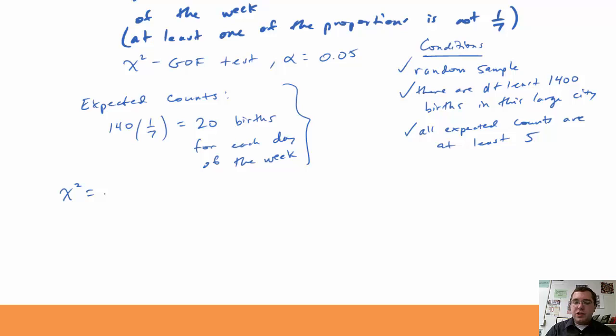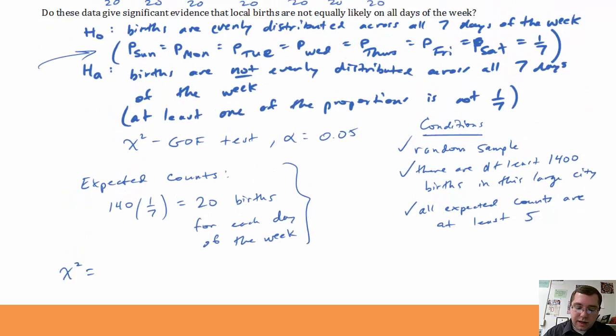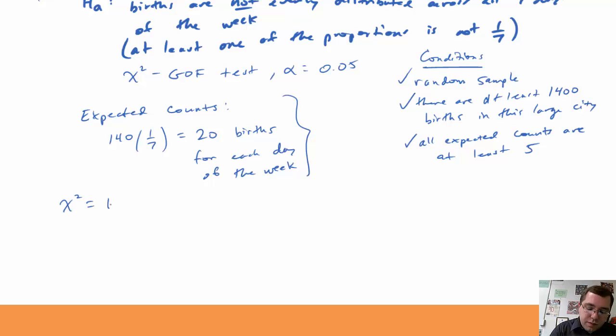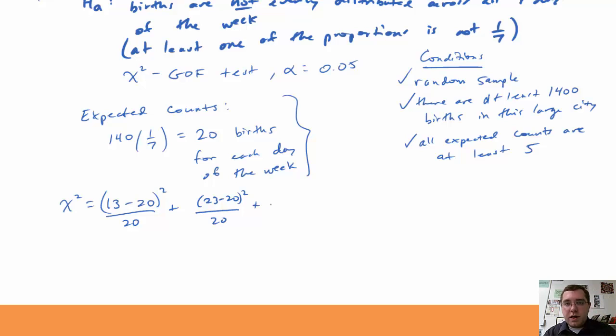So what we need to do is show at least one term of the sum. Now this is the observed value minus the expected value squared divided by the expected value. So the first one, the one for Sunday, would be Sunday's observed value, which was 13, minus its expected value, which is 20, square that difference, and divide by the expected value, which is 20. Then we would do the same thing for Monday, which would be 23 minus 20 squared over 20. We would do the same thing for Tuesday and Wednesday and Thursday and Friday and Saturday.